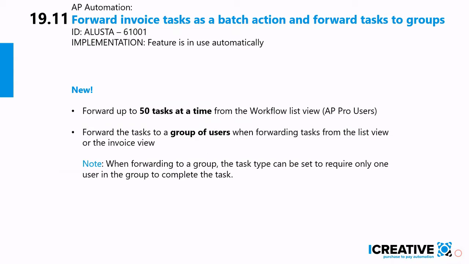All right, if we go forward to the next one, this is for the AP automation part. In this case, forward invoice tasks as a batch action, and forward tasks to a group. This is completely new. It means that you can collect all the tasks at one time and send them forward to a group of users that you can choose from the list view, especially in the AP Pro. That's something that's new.